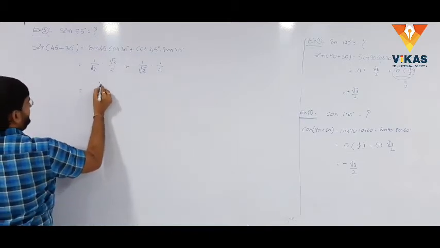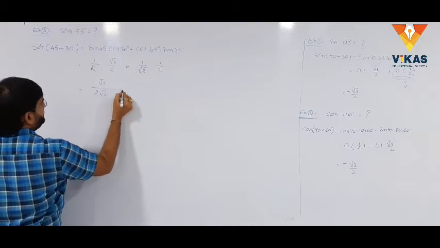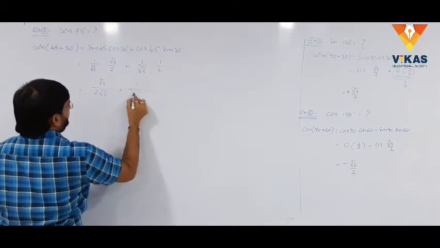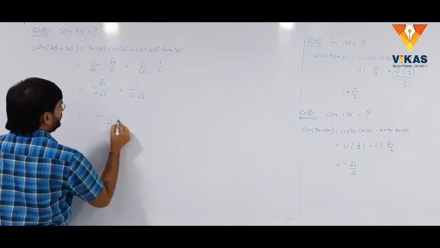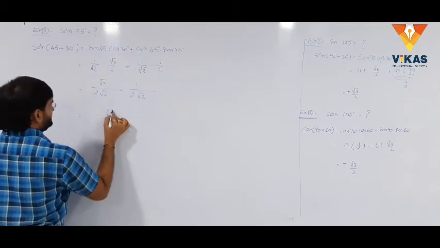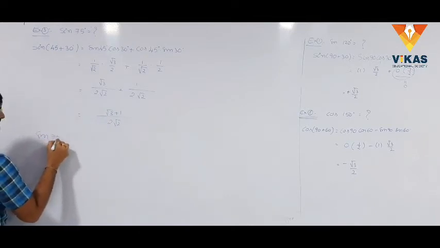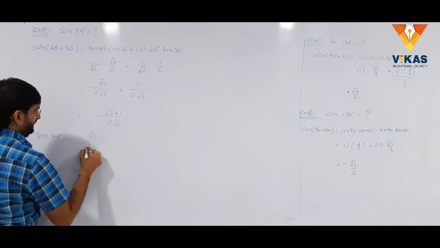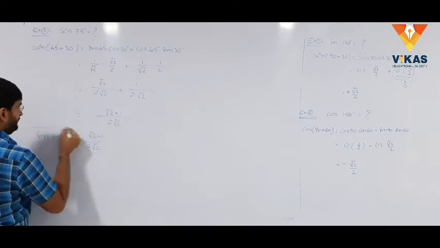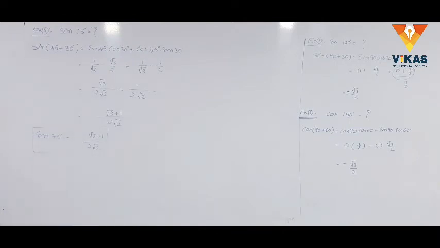We observe clearly, this is root 3 by 2 root 2 plus this is 1 by 2 root 2. Here 2 root 2 is the LCM. This is root 3 plus 1. The value of sine 75 degrees is equal to root 3 plus 1 by 2 root 2. Therefore, this is the value of sine 75. Write down.